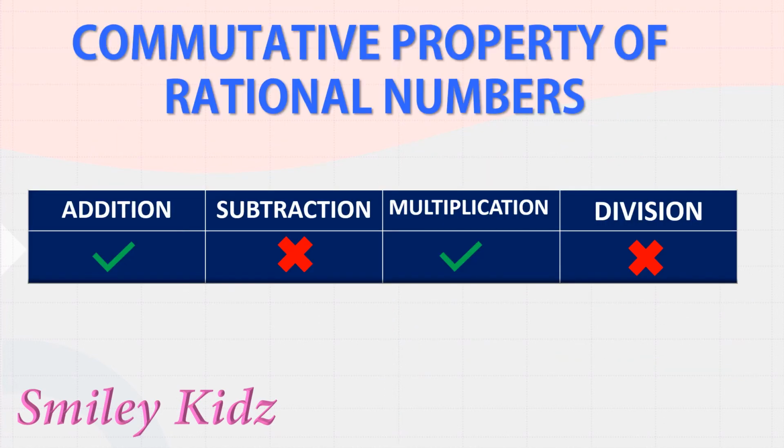We have filled all the blocks. That is, rational numbers satisfy addition and multiplication but not subtraction and division. This is all about commutative property of rational numbers.